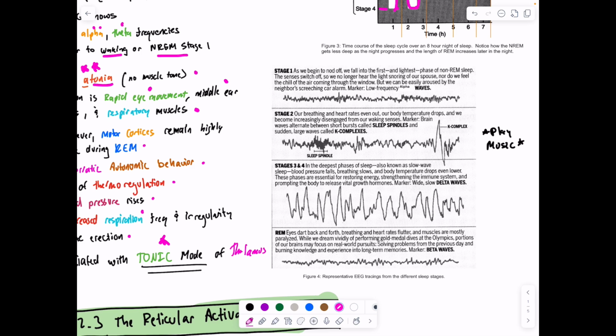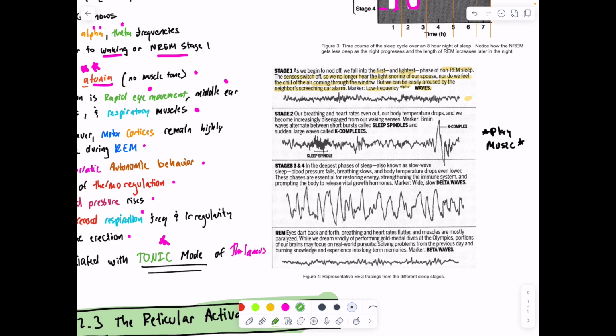Okay, so stage 1, as we begin to nod off, we fall into the first and lightest phase of non-REM sleep. The senses switch off. We no longer hear the light snoring of our spouse, nor do we feel the chill of air coming through the window, but we can easily be aroused by the neighbor's screeching car alarm. So stage 1 is marked by low frequency alpha waves.